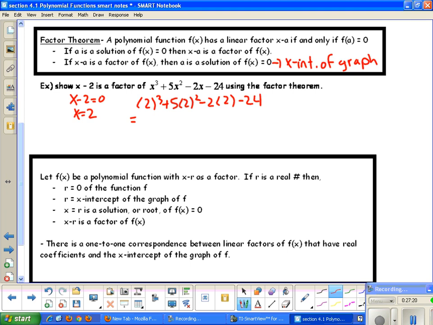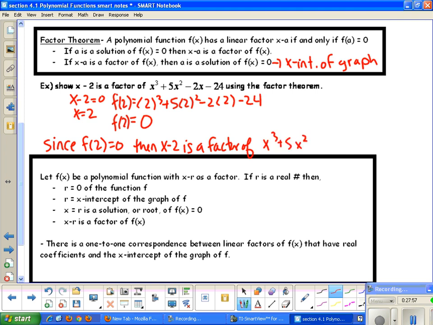I'm just going to say that when I did f of 2, this polynomial f of 2 would be equal to 0 when you plug it in. So since you get a remainder of 0, that means that x minus 2 is a factor of the polynomial equation. So since f of 2 equals 0, then x minus 2 is a factor of x cubed plus 5x squared minus 2x minus 24.